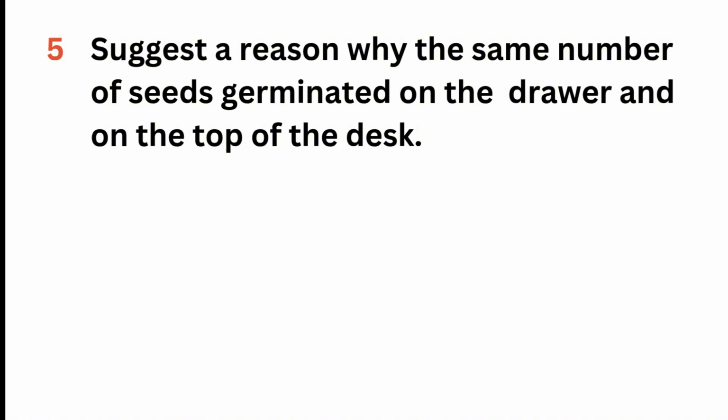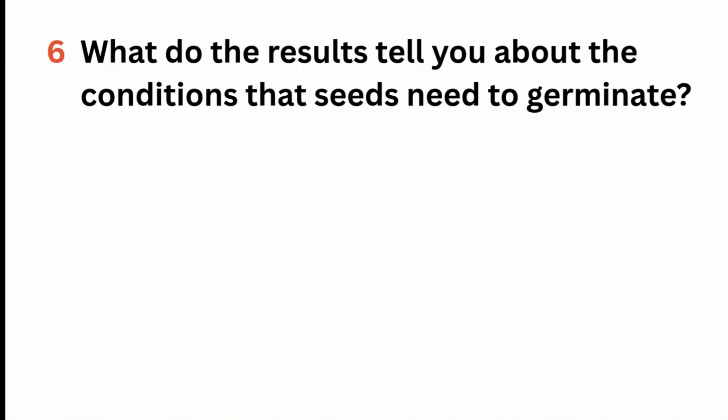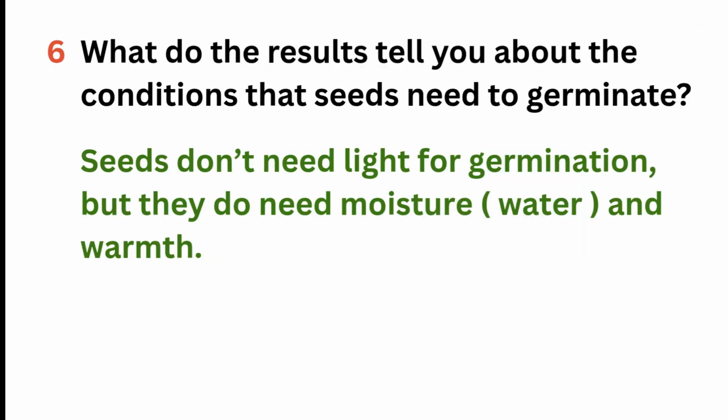Question number 5. Suggest a reason why the same number of seeds germinated in the drawer and on top of the desks. The seeds in both places had enough warmth and water, or the seeds had all the factors they needed for germination. Question number 6. What do the results tell you about the conditions that seeds need to germinate? Seeds don't need light for germination, but they do need moisture, water, and warmth.